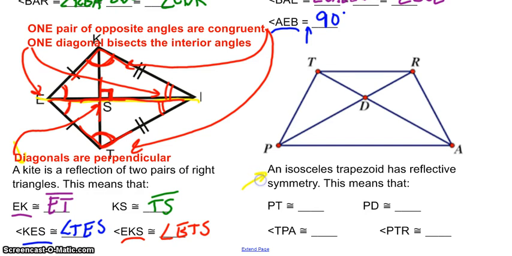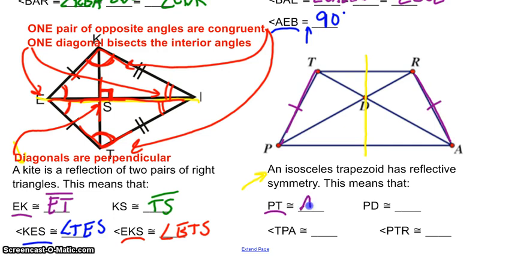Last up, an isosceles trapezoid has reflective symmetry. So we've got this line right here of symmetry that this isosceles trapezoid has. Now, that can help us with some of these questions. For example, PT right here, I'll put one mark on, is congruent to RA. Okay? Again, it's got that reflective symmetry.